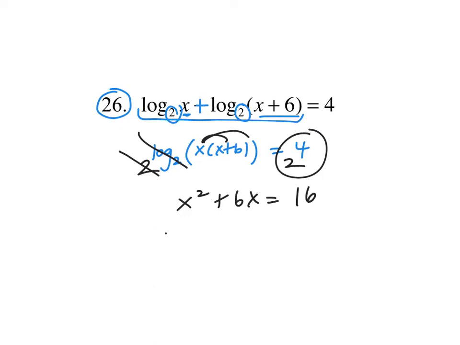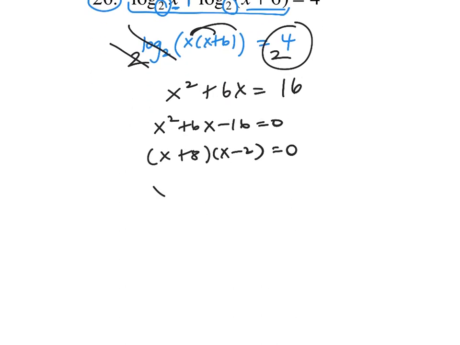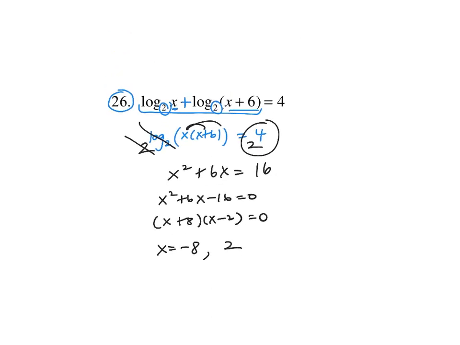Now I have a quadratic equation. I'm going to move everything over to one side. Factor. And so we get x equals negative 8 or x equals 2. Remember, when you have logarithmic equations, meaning you have a log in the original equation, you have to check your argument, the thing inside the log. The overall value must be positive. Otherwise, you have to toss it out because it's extraneous.